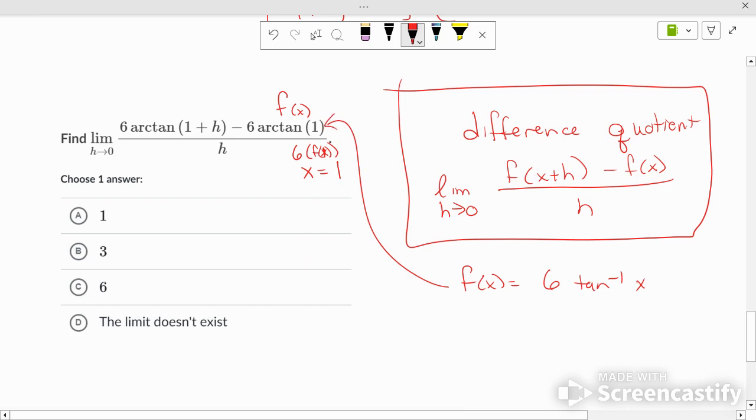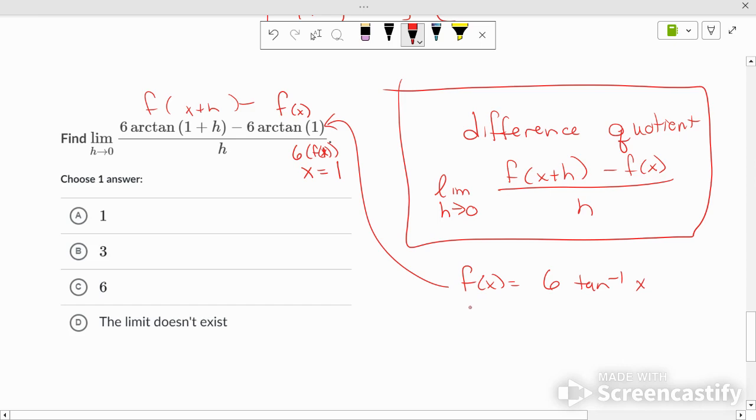Because it's f of x plus h, 1 plus h. So x plus h minus f of x. So f of x plus h is 6 arctangent of 1 plus h. X is 1 minus f of x. So we have this as our function.